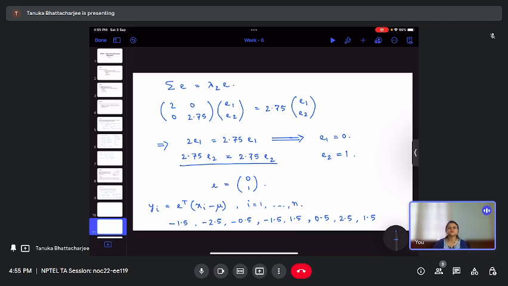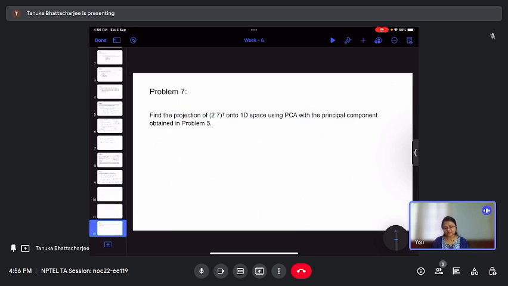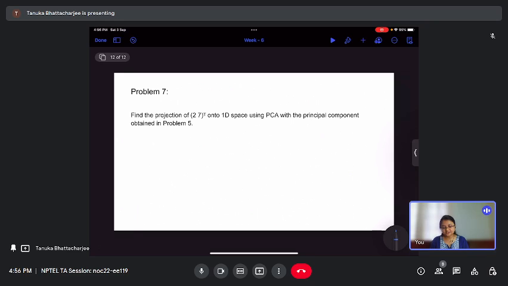So, this is basically the complete procedure to project your original 2D data in our case, or in general some d-dimensional data, to a 1D space using the method of PCA. Now, let us quickly look at the last problem that we have. Find the projection of (2, 7) onto 1D space using PCA, with the principal component obtained in problem 5. This should be problem 6, by the way. Sorry for that, problem 6.